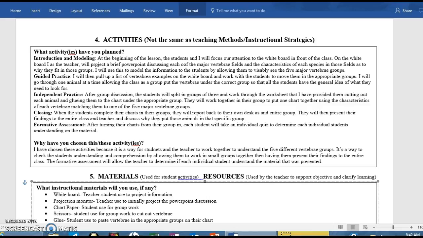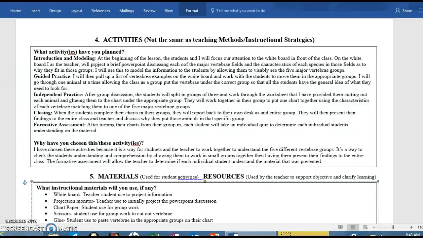After group discussion, the students will split into groups of 3 and work through the worksheet that I have provided them, cutting out each animal and gluing them to the chart under the appropriate groups. They will work together in their groups to put one chart together using the characteristics of each vertebrate, matching them to one of the 5 major vertebrate groups.